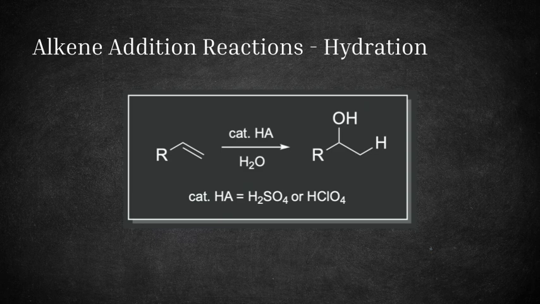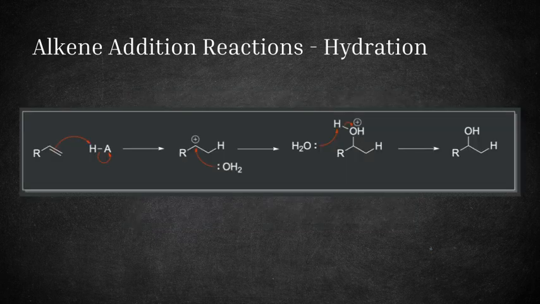In this reaction, the alkene's pi electrons serve as the nucleophile, attacking the positively charged proton of the aqueous acid, hydronium ion, which acts as the electrophile. The hydronium ion is formed by an acid-base reaction between water and a strong acid such as sulfuric acid or perchloric acid, which is used in catalytic amounts to produce hydronium and the conjugate base of the strong acid.